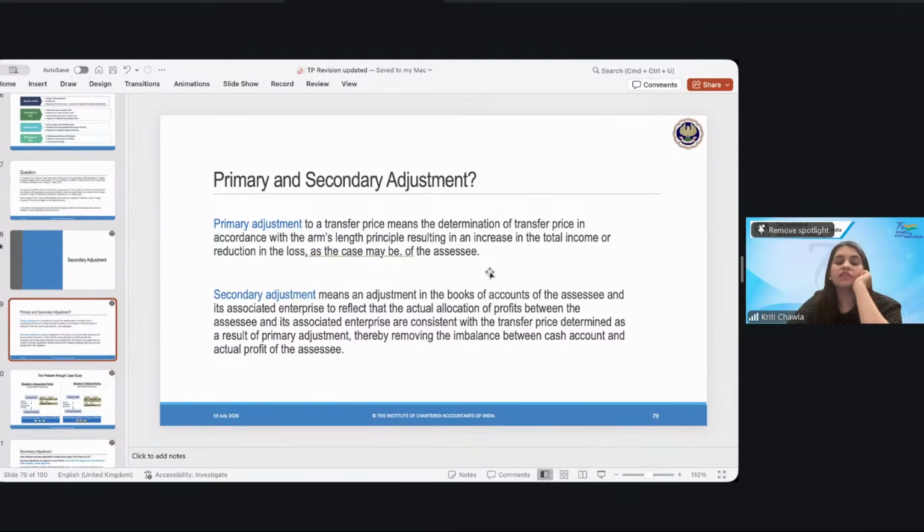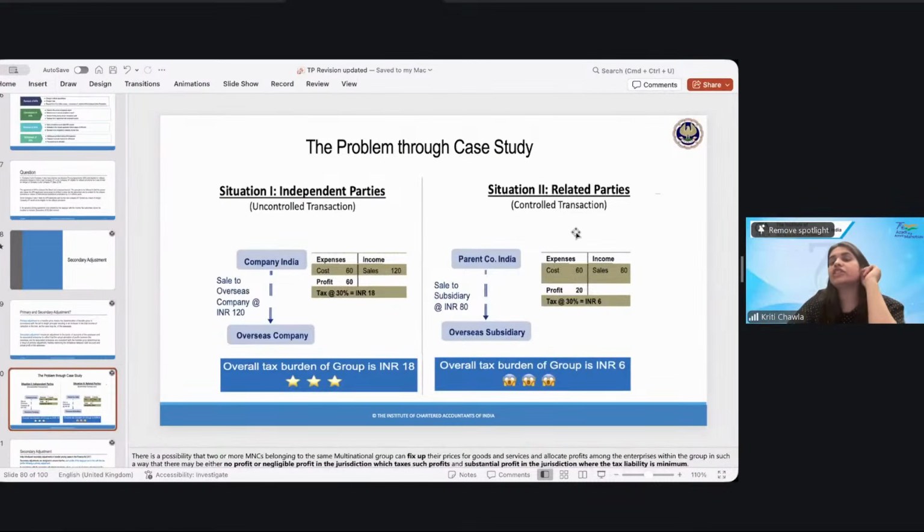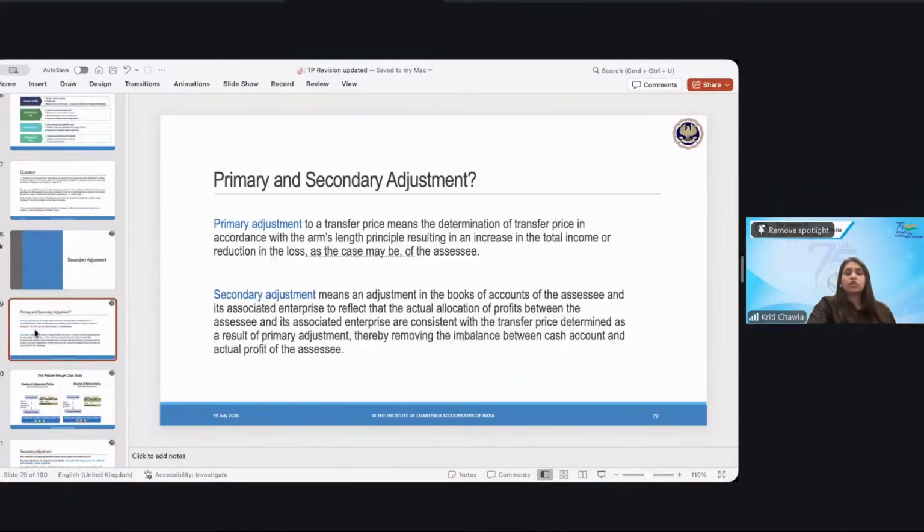Meaning to say, all this while we were discussing this case study. So I mentioned that in this particular case study, they transacted at 80 rupees. It was not right. They should have transacted at 120 rupees, because that was the ALP. So what will happen in this situation? The tax authorities will add back 40 rupees of profit. That adding back of 40 rupees or 40 units of profit is called primary adjustment. Increase in total income of the assessee, this is basically primary adjustment.